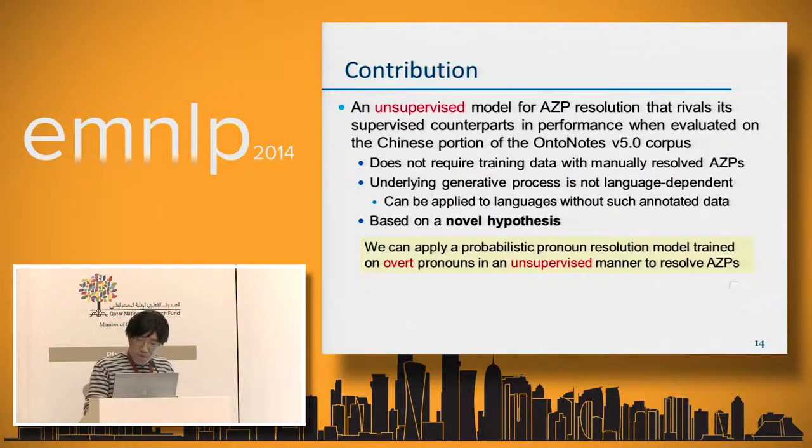And at the core of this model is this hypothesis, and this is also the key idea behind our work, which hopefully you remember at least for the duration of the rest of the talk. We can apply a probabilistic pronoun resolution model trained on overt pronouns in an unsupervised manner to resolve anaphoric zero pronouns, and we'll see how this can possibly be done.